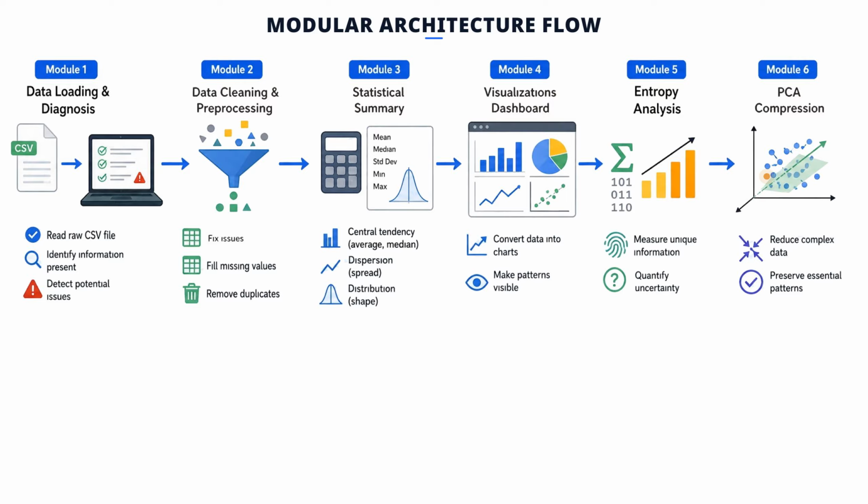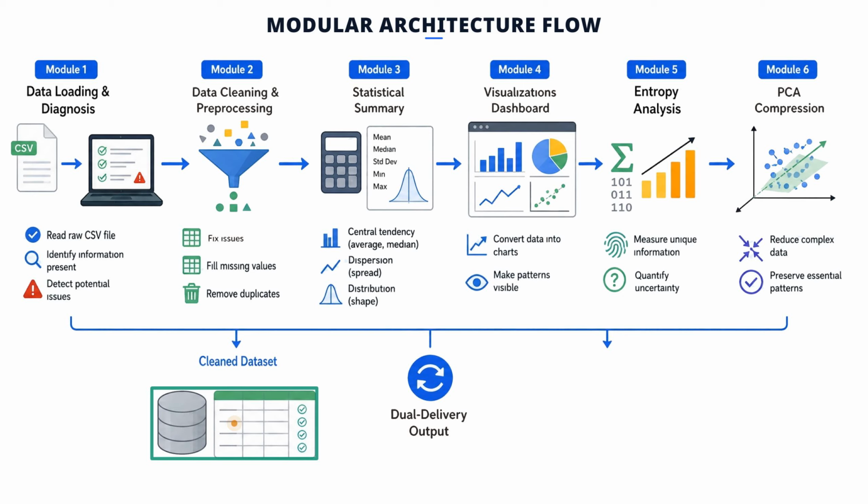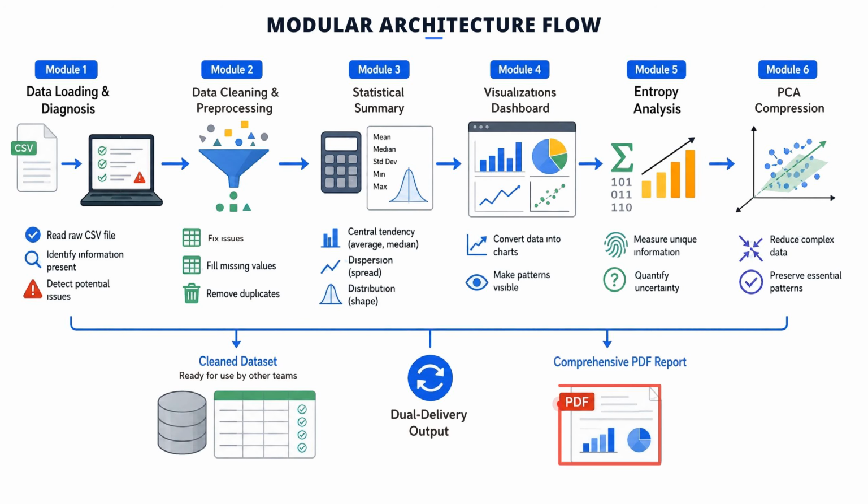All of these modules work together to produce what we call a dual delivery output. What does that mean? It means the pipeline automatically generates 2 things. First, a perfectly cleaned and structured dataset that is fully ready for use by other engineering or machine learning teams. And second, it generates a comprehensive PDF report tailored specifically for management to review the insights. The main takeaway here is that by breaking a complex problem into modular steps, we ensure data integrity from the raw input all the way to the final business report.